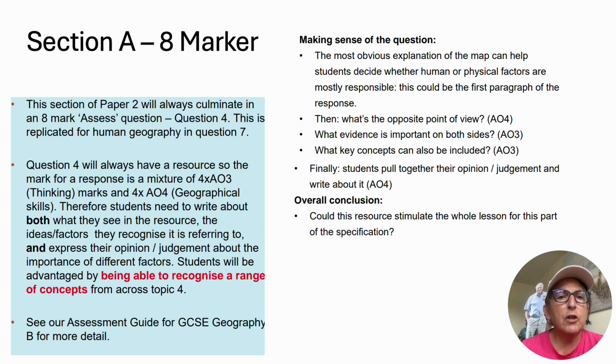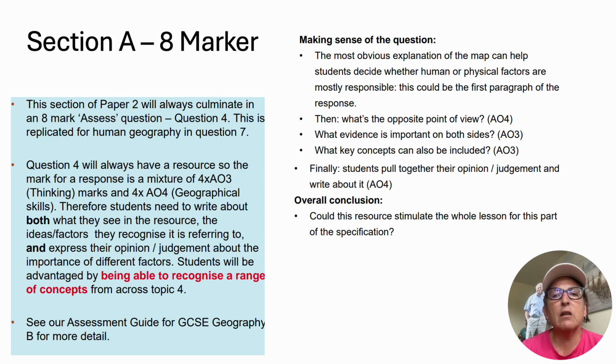Okay, so students will be better off if they can recognize a range of concepts from that first section. It will be linked to the first part of the paper. Okay, so to make sense of the question, look at the most obvious explanation for what it is you are looking at, whether it's a human or a physical factor. So is it the human factors associated with why the flood risk is increased? Is it the climate change increasing the risk of coastal flooding? Okay, and that might be what you would write about.